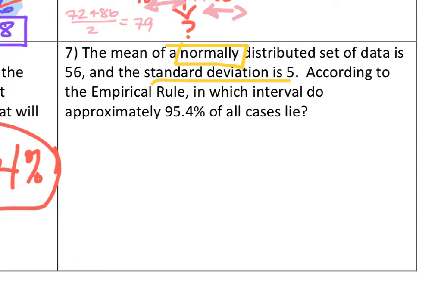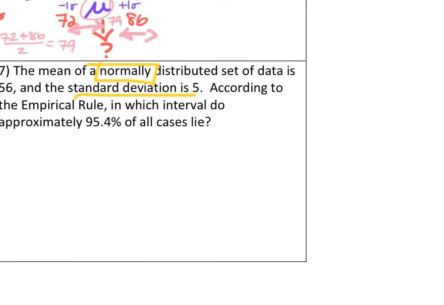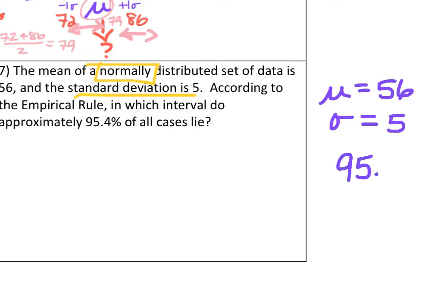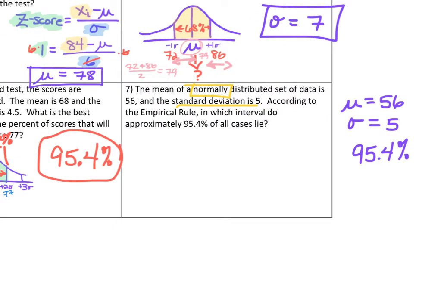All right, so for this next problem, we're told that the mean is equal to 56 and the standard deviation is equal to 5. And it's asking this time for the opposite of what the previous problem asked. It's asking what's the interval where 95.4% of the population falls.